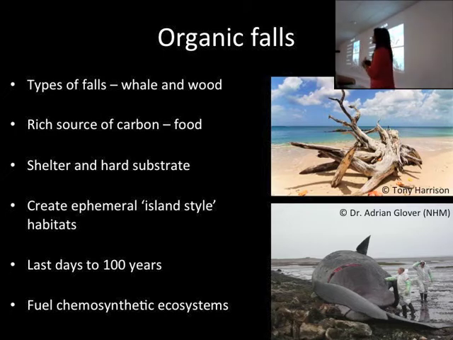But the most amazing thing about organic falls, which a lot of people don't realise, is that they are actually chemosynthetic ecosystems. And so a few of you may have heard of hydrothermal vents or cold seeps, and these are possibly the most well-known chemosynthetic ecosystems. What chemosynthetic means is that instead of using solar energy as the main form of energy, we now use chemical energy. And there aren't that many ecosystems in the world that can do that. But whale falls and wood falls are two of them.